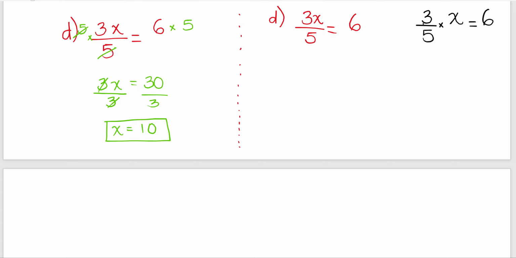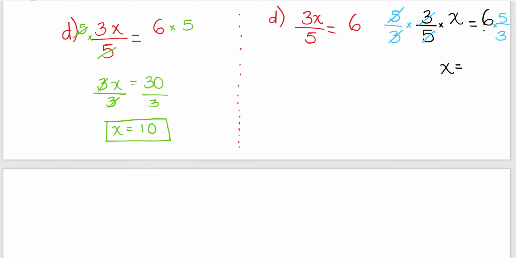And how do we divide by a fraction? We multiply by the inverse. Remember how we do stay, change, flip? So the inverse operation of multiplying by a fraction is multiplying by its inverse. So if I multiply this one by 5 over 3, and I do the same on the other side, times 5 over 3, then I can cancel the 5 and the 5 and the 3 and the 3. Do you see that? And I end up with only x on this side.